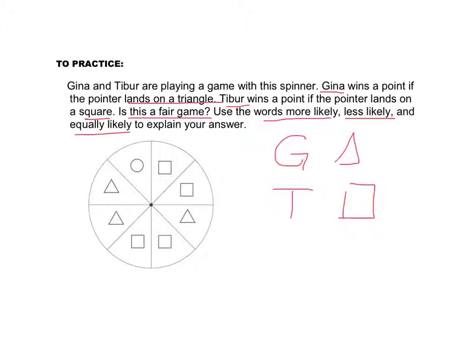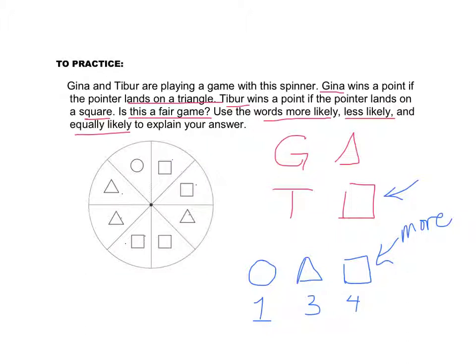All right, well, let's take a look. What are our possible outcomes? We can get a circle, we can get a triangle, and we can get a square. How many circles are there? Well, first of all, let's check. Are they equally sized pieces? Yes, they are. Okay. Then how many of each are there? Well, how many circles are there? Well, there's 1. How many triangles are there? There's 3. How many squares are there? There's 4. So who's more likely to win? Well, you're more likely to get a square than you are to get a triangle. So it's more likely that Tibur will win than Gina.